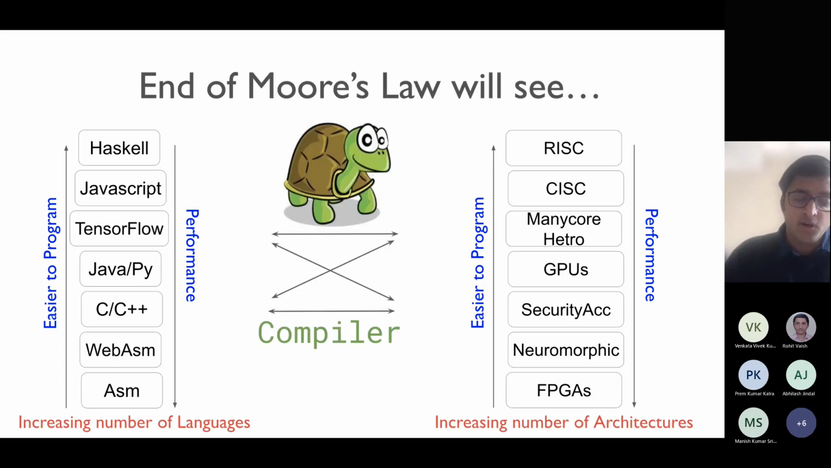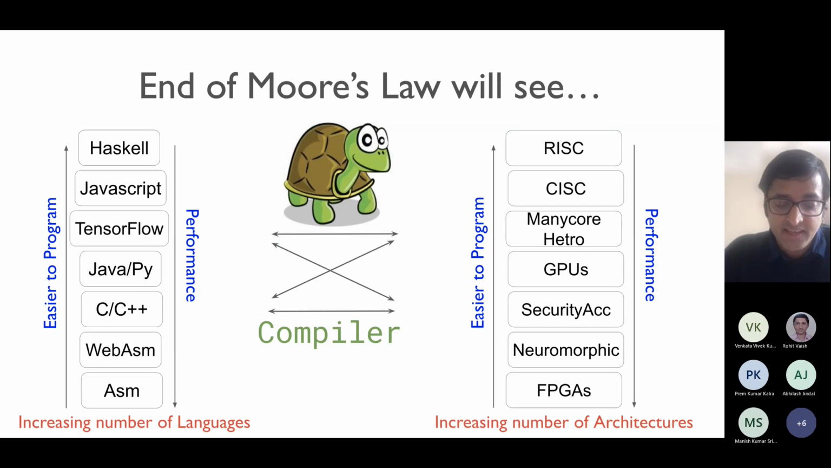Necessitated by the end of Moore's law, we are witnessing an unprecedented rate of increase in the number of languages and the number of hardware architectures. So it's nowhere near slowing down. This rate of increase in diversity on both ends is not just necessitated by the end of Moore's law, but also by the increasing number of computing applications being discovered over time. And AI is a good buzzword to represent many of those computing applications.